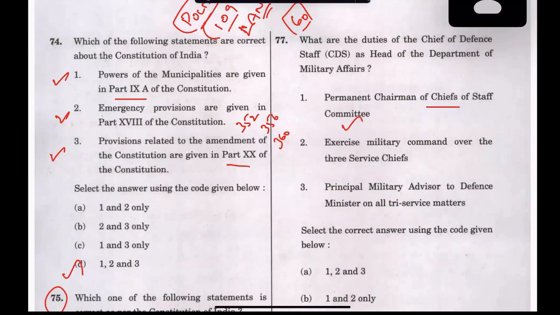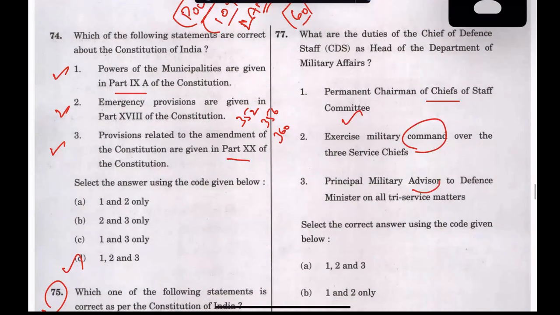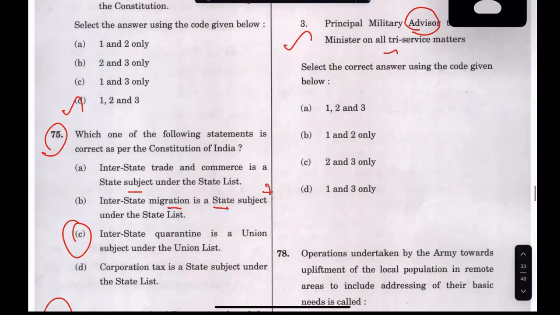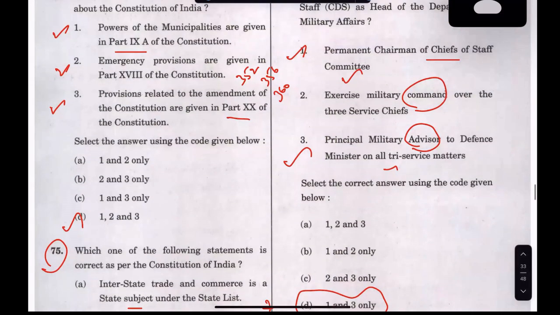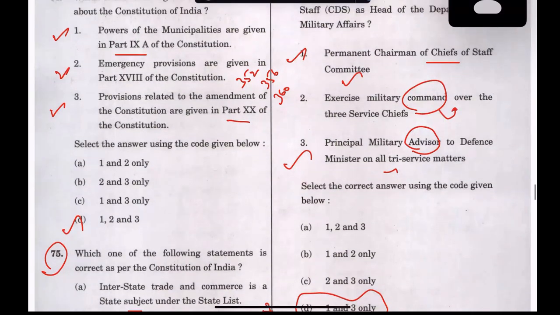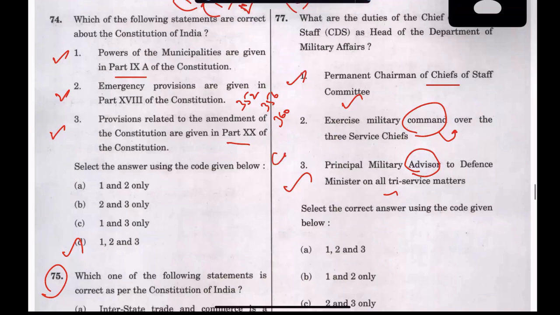Exercise military control, command over the three chiefs. Principal military advisor to the defense minister. This is true. This was a technical thing. You should have thought, they won't give command over the chiefs. It is for coordination. Okay, the purpose of CDS was coordination.